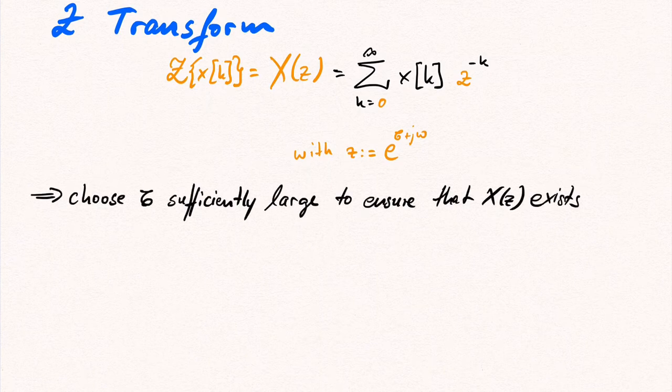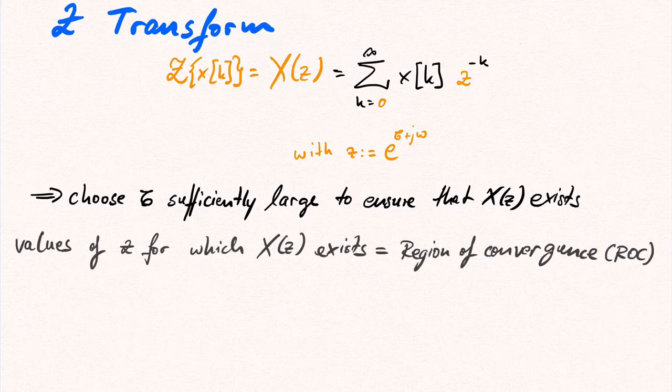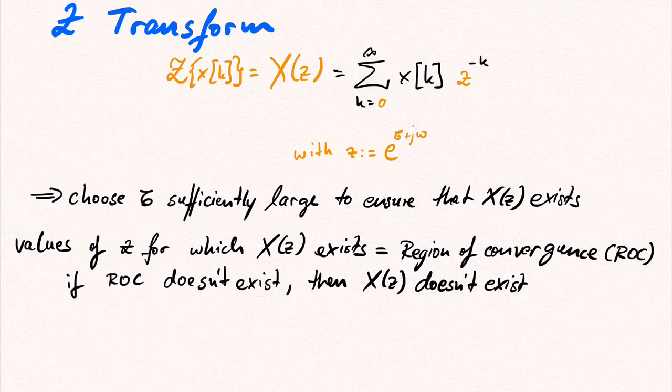And again, in contrast to the Fourier transform, we can here choose sigma sufficiently large to ensure that the Z transform x of z exists. And all values of z for which x of z exists are collected in the region of convergence, often abbreviated as ROC. And if the region of convergence doesn't exist, then the Z transform x of z doesn't exist either.